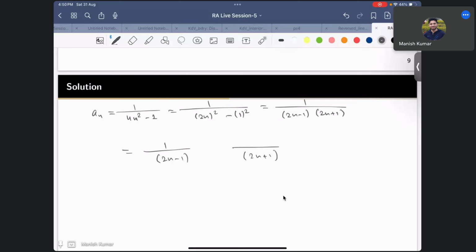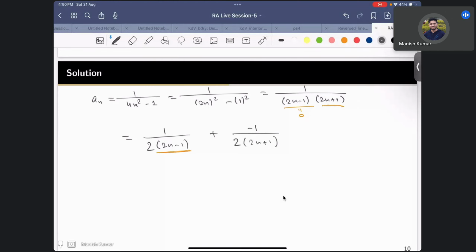So the coefficient for this would be 1 by 2. If you repeat the same procedure for 2n plus 1, you will get minus half, and again if you put it here, you will get minus half. So you can write minus half. So this is how you can write it as a sum of two terms, right? So this is how you can write this an as a sum of two parts.